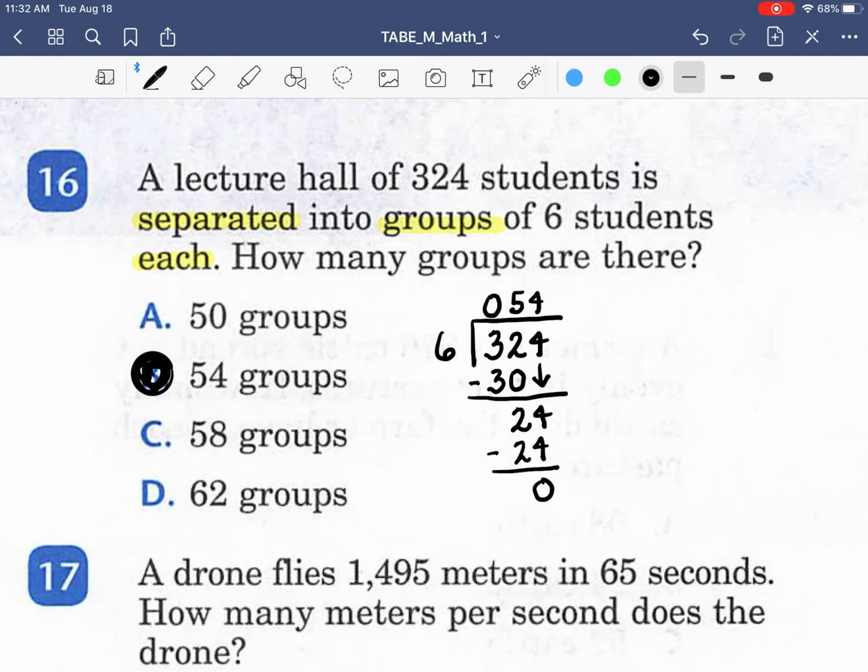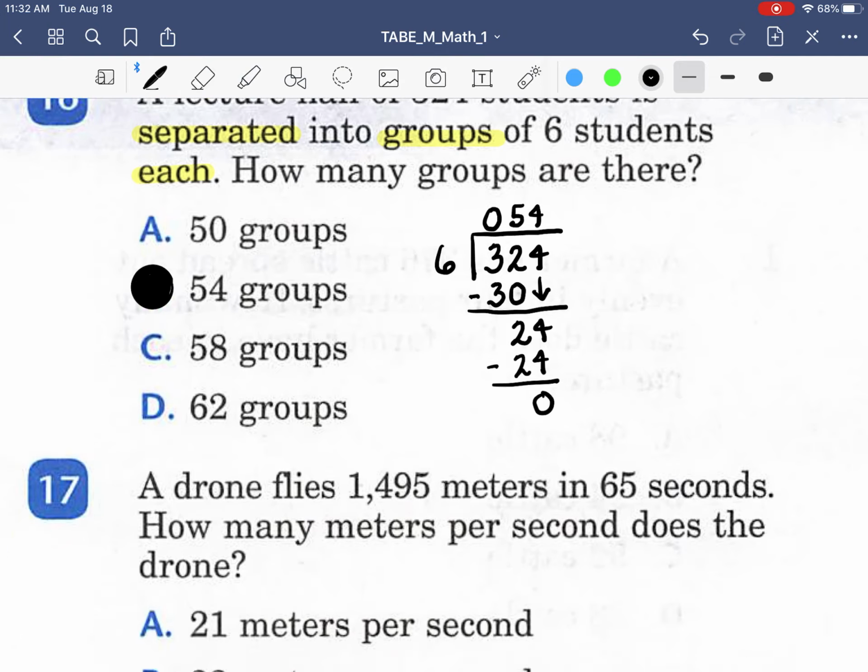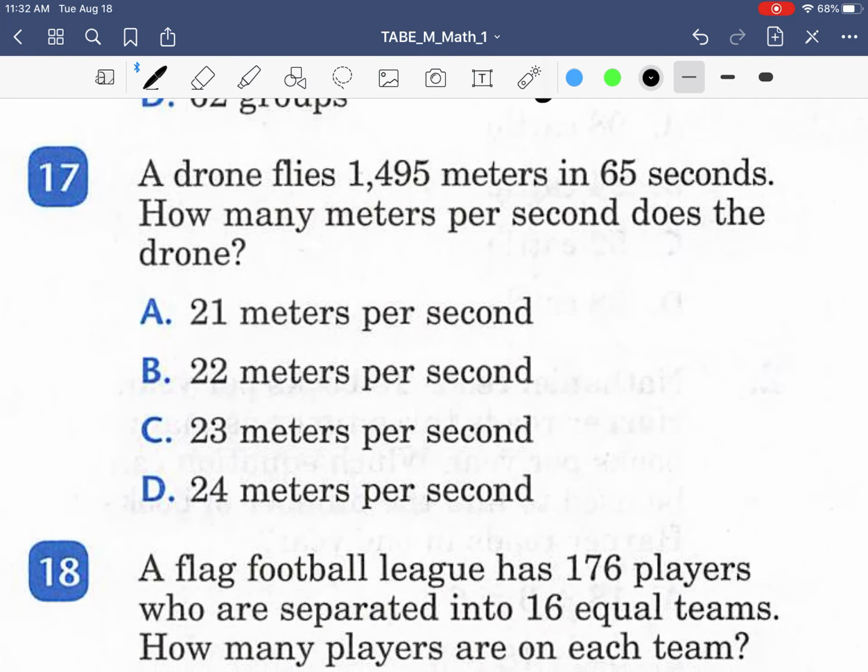54 groups of 8 students or 6 students. I'll get it out sometime. 54 groups of 6 students. Number 17.